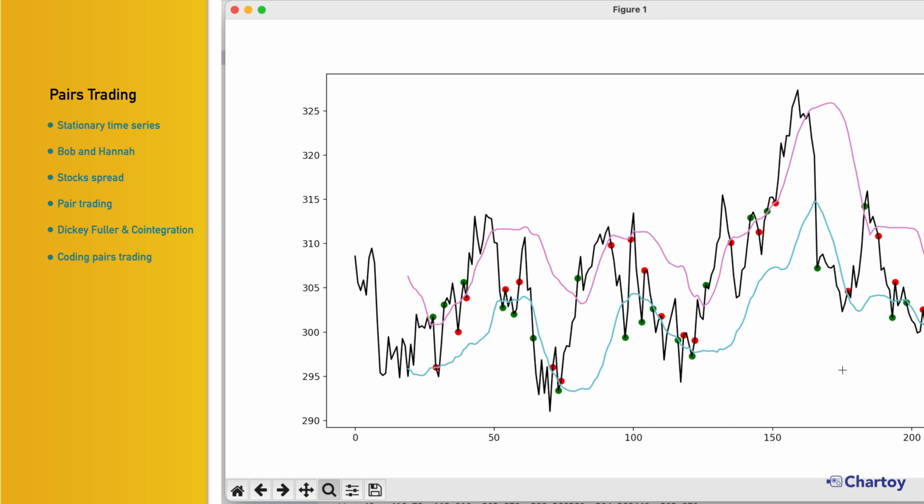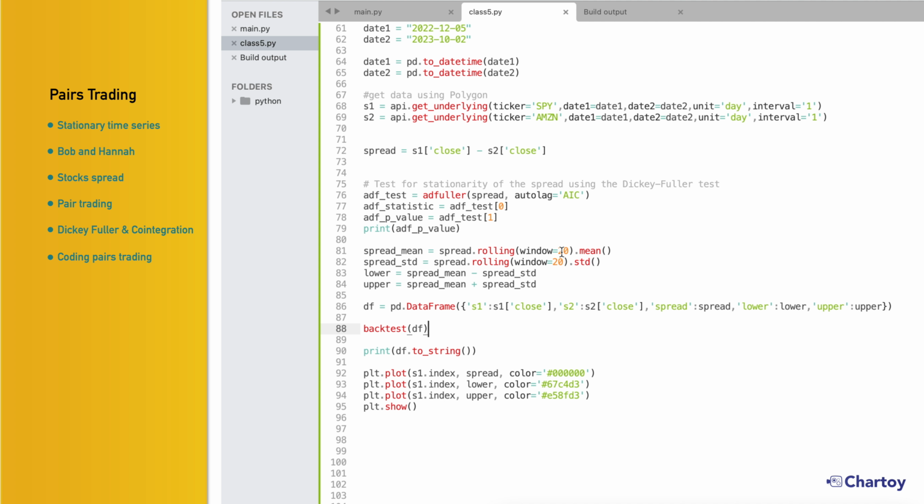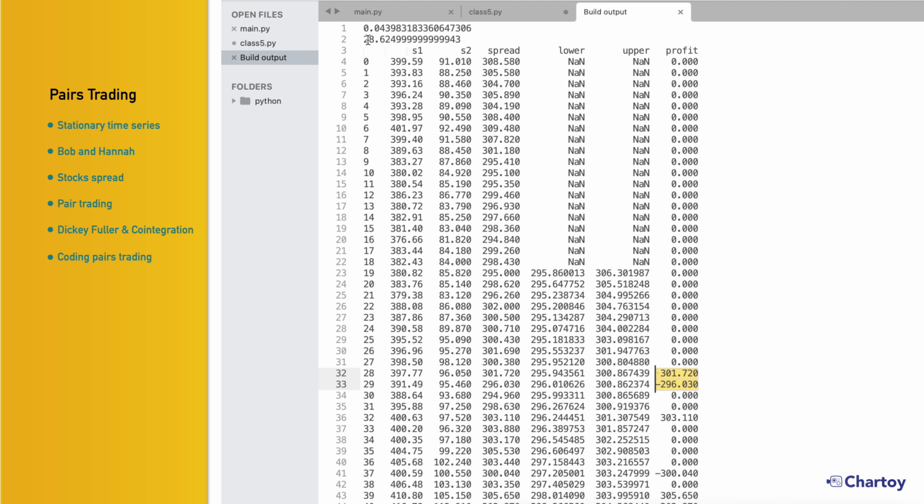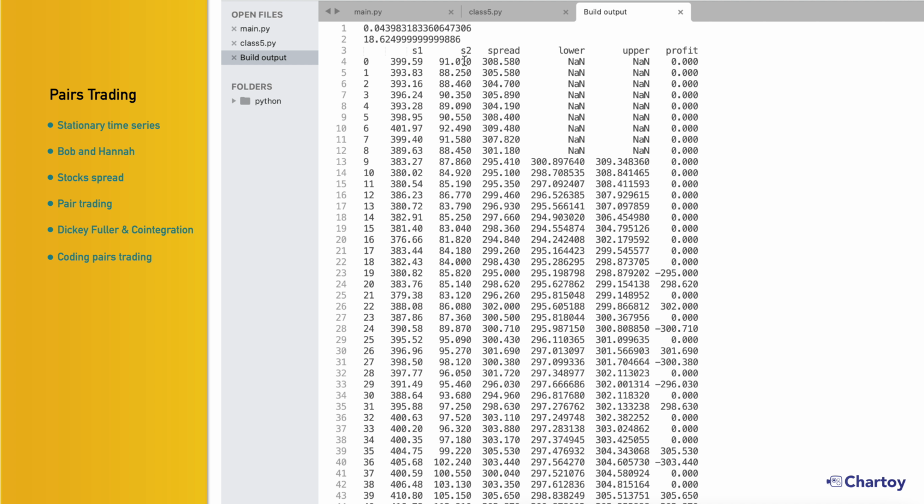Now let's see what happened if we change the window of the moving average and the standard deviation. So currently the window was 20, right? We looked 20 days into the past in order to calculate it, and the profit was 28.62. Now let's change it to 10. It's a shorter window. See what happens. So you can clearly see that we get a much lower profit, which is 18.62. That means this window is less good for us.